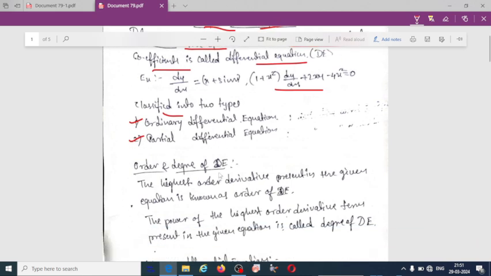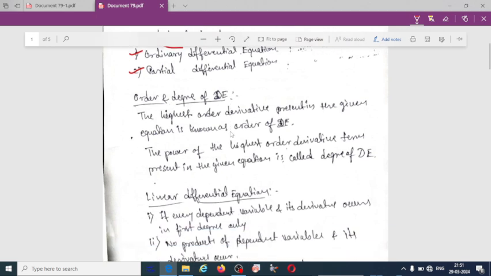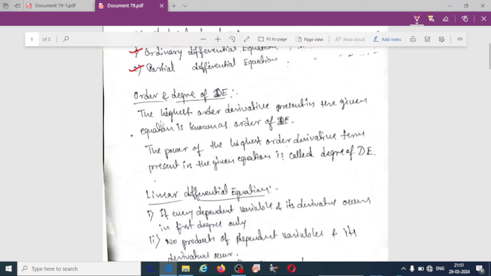Order and degree of a differential equation: one of the questions will be from order and degree. The highest order derivative present in the given equation is known as the order of the differential equation. The power of the highest order derivative term present in the given equation is called the degree of the differential equation. If you know these two definitions, you can clearly solve the questions on order and degree.